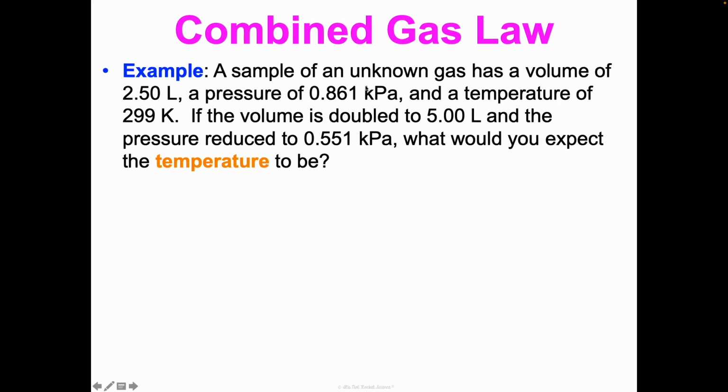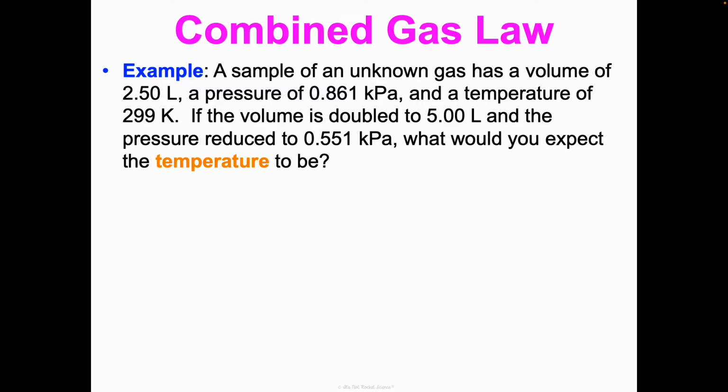Okay, so let's do a little practice problem with this. First, we read: a sample of an unknown gas has a volume of 2.50 liters, a pressure of 0.861 kilopascals, and a temperature of 299 Kelvin. If the volume is doubled to 5.00 liters and the pressure is reduced to 0.551 kilopascals, what would you expect the temperature to be?